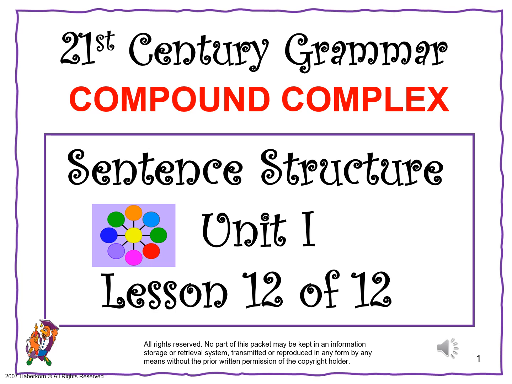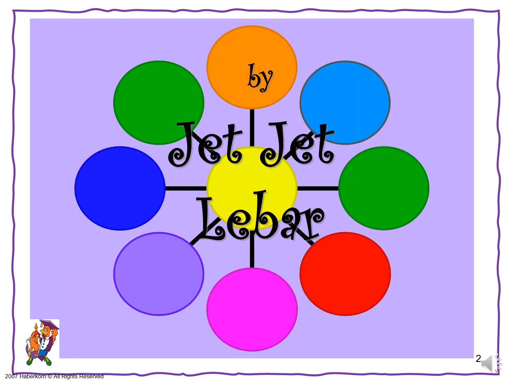I really counted wrong. There are 12 units. This really is the last unit, though. The last kind of sentence. Here we go. One more time. Oh, by the way, people call me Jet too.